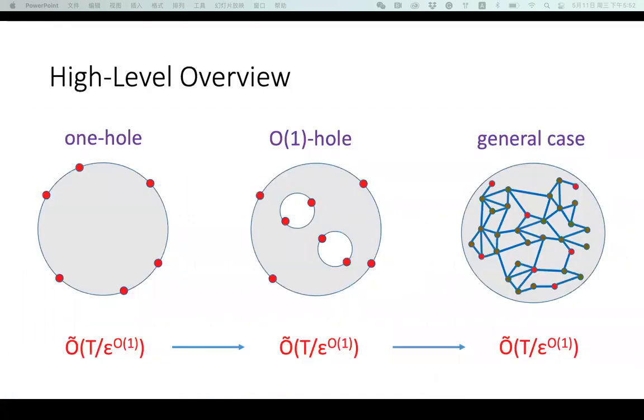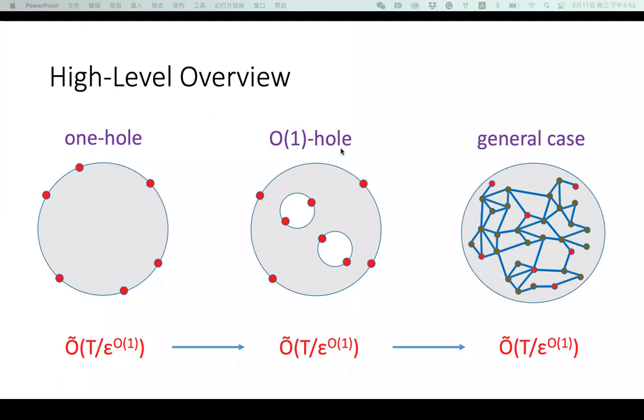The construction of our emulator consists of 3 steps. In the first step, we consider a special case where all the terminals lie on the boundary of one face. We assume that we are given a planar embedding, and there's one face whose boundary contains all the terminals. We call this instance a one hole instance. So the first step is to construct a near linear size emulator for the special case, one hole instances. And we use this result to deal with the case where the number of holes that contain all terminals is not 1, but a constant.